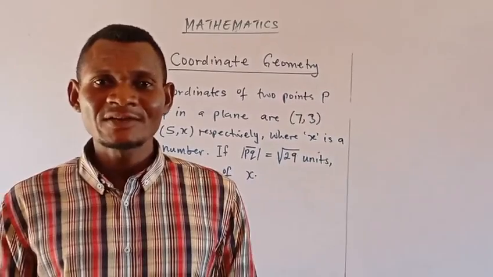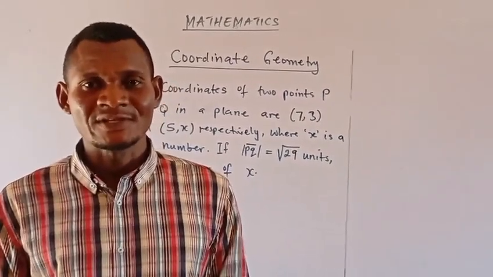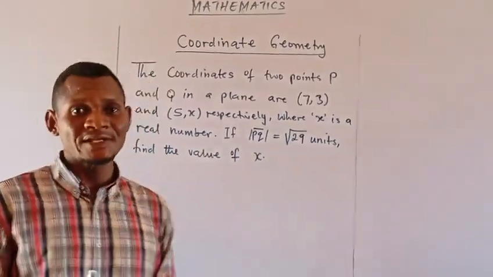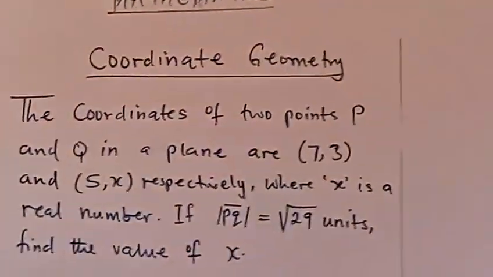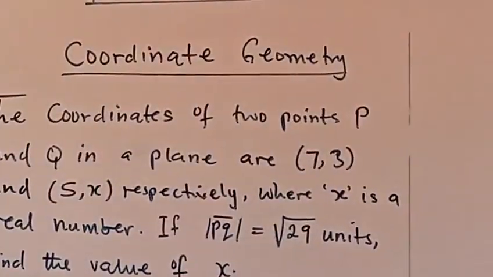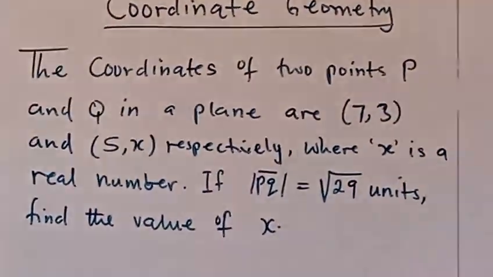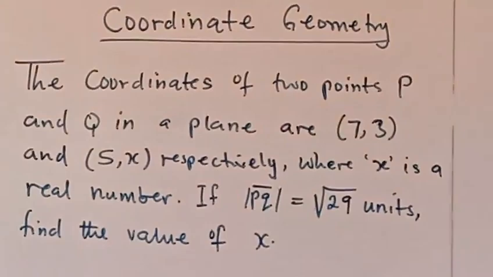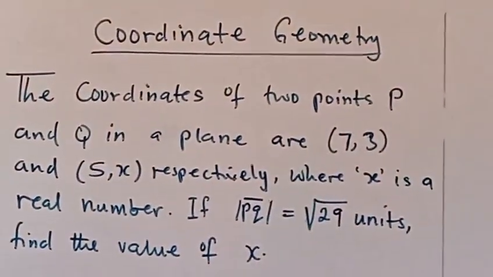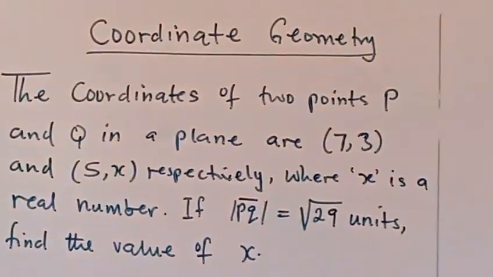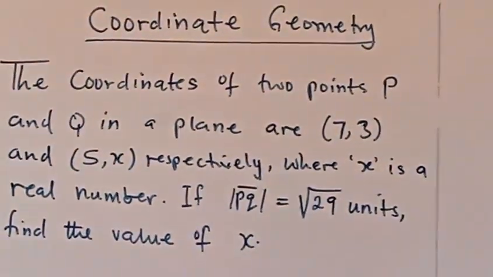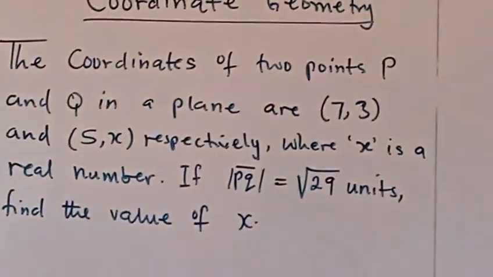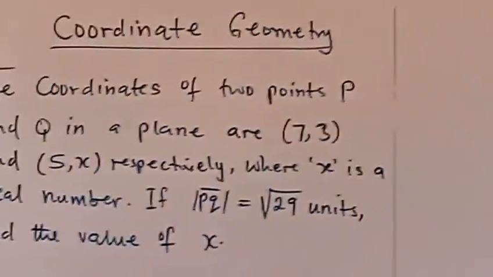I'm going to solve a very good question on coordinate geometry. And this is the question. The coordinates of 2 points P and Q in a plane are (7, 3) and (5, x) respectively, where x is a real number. If line PQ is equal to the square root of 29 units, find the value of x. So, solution.